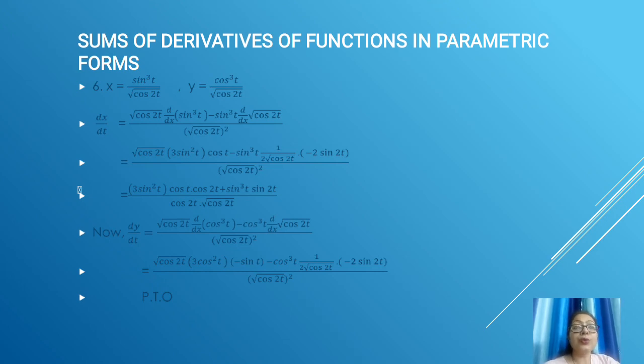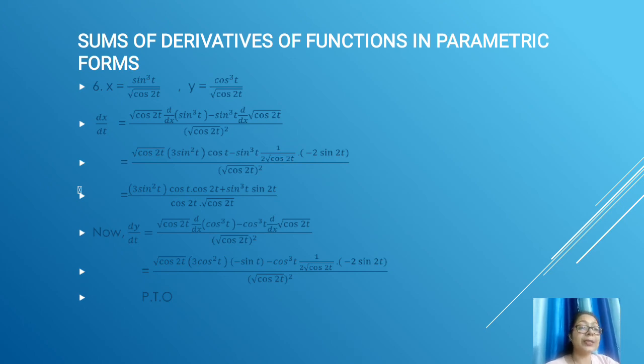So root cos twice t is unchanged, and for the derivative of sin cube t, we will consider it as x cube, so it is 3x square, that means 3 sin square t. Then derivative of sin t once more, it is cos t. Minus sin cube t same as it is outside, no change, and for cos root cos twice t, we have to consider this as root x. So the derivative of root x is known to us, that is 1 by 2 root x. So 1 by 2 root cos twice t.